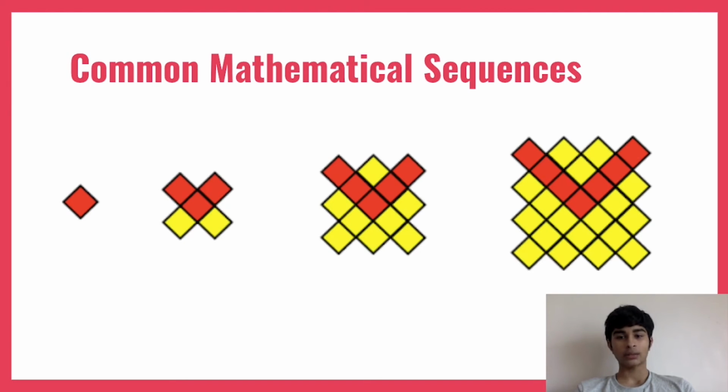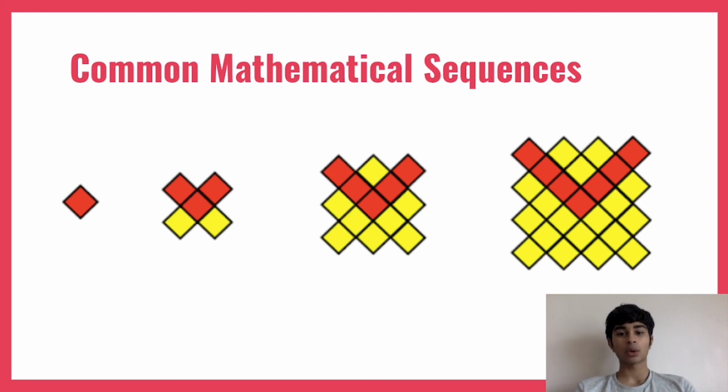Now let's look at the yellow blocks. There's 0 in the first one, 2 in the second one, 8 in the third one, and 18 yellow blocks in the fourth one. Now here the difference between the first 2 terms has 2 yellow blocks. The difference between the next 2 has 6, and the difference between the third and the fourth one has 10. So since those are not the same, this cannot be an arithmetic sequence.